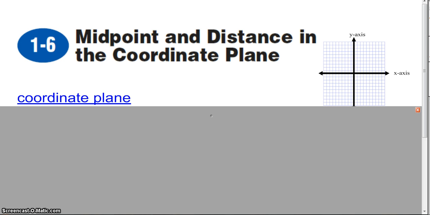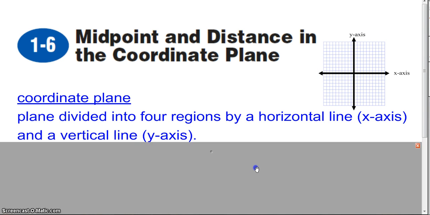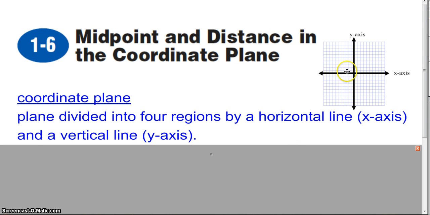And for your notes, section 1-6 about midpoint and distance in the coordinate plane. So let's review a coordinate plane. You can see the image of a coordinate plane here. So sketch a quick one out for yourself. We know that the horizontal number line is the x-axis and the vertical number line is the y-axis. So we have 4 quadrants. A coordinate plane is a plane divided into 4 quadrants by a horizontal x and a vertical y axes.